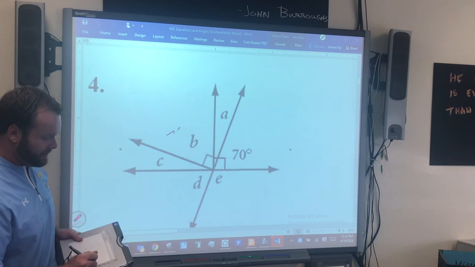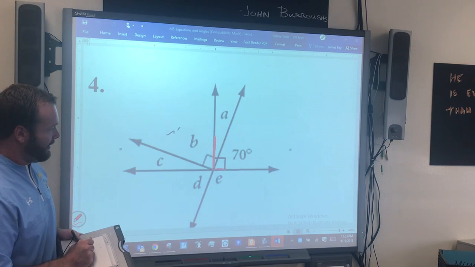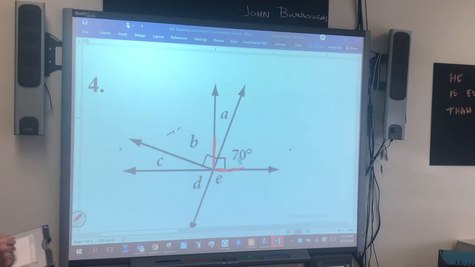So this here and that there are perpendicular. So that's one right angle. And then your other one is here. That one and that one. But if that's 20, you guys told me that this is 70.